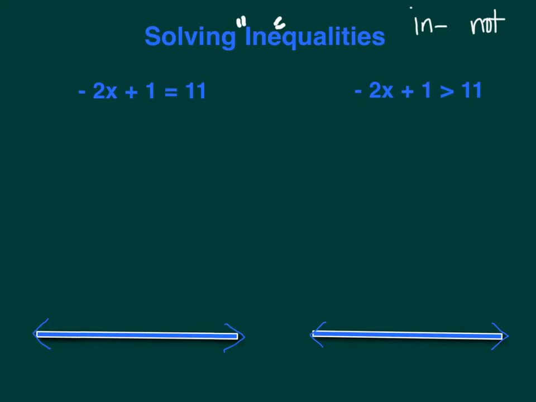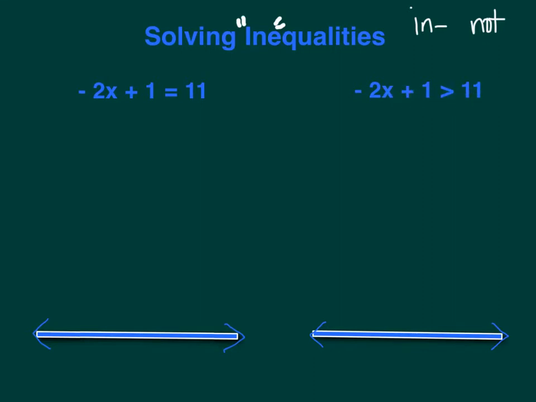It's not just equal. This side here is equal to. This side here is greater than. This would be an inequality. This is not just equal to. I want all the values of x that give me something greater than 11. This is an equation, and this is an inequality.